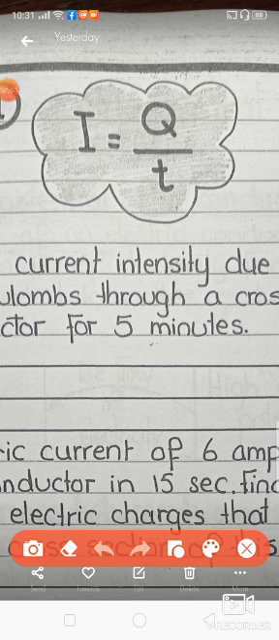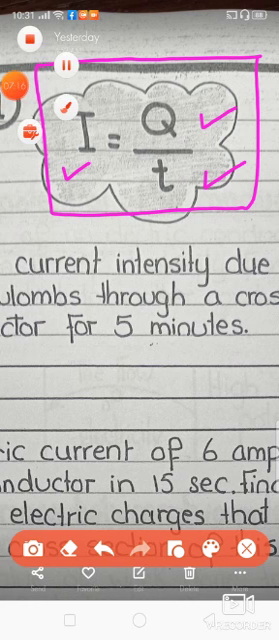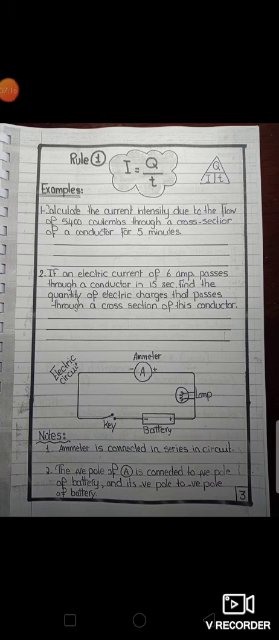So this is our first rule to calculate the electric current intensity: intensity equals the quantity of electricity in coulomb over time in seconds. Now for some practice, try to solve these two examples depending on our first rule, I equals Q over T.